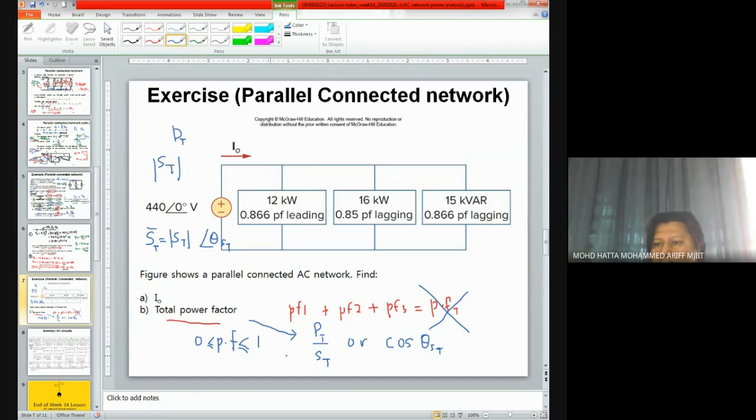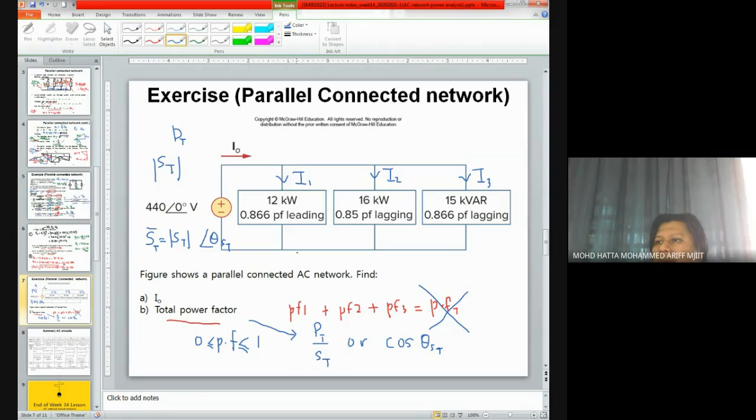Okay, that is for the total power factor. And for I0, I0 is the total current drawn by the source. So the total current over here is the summation of I1, I2, and I3.